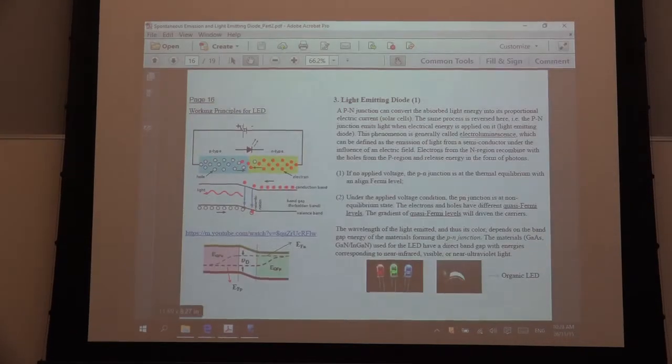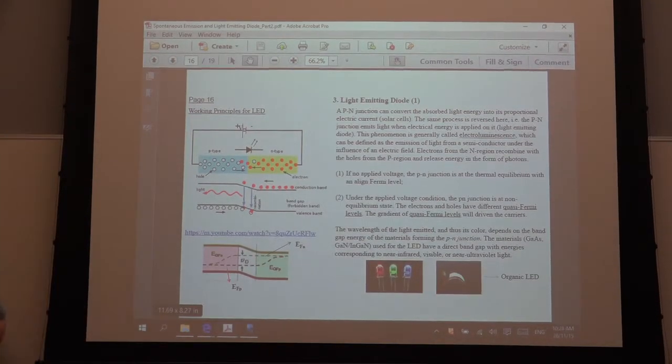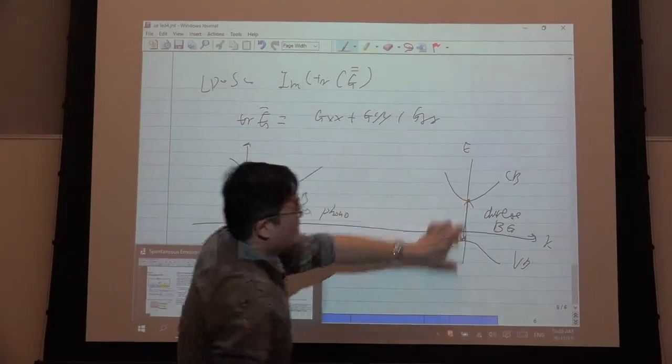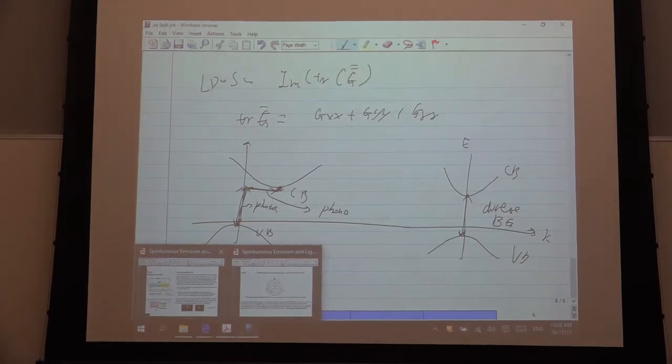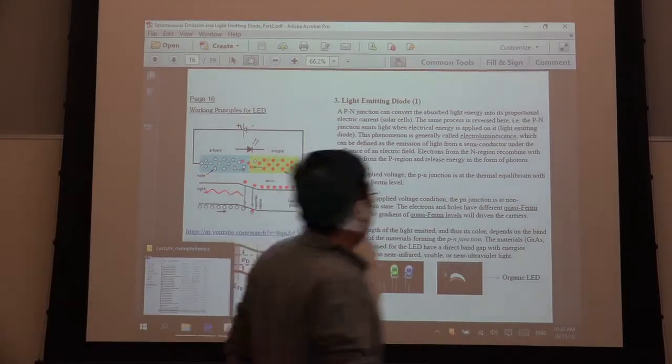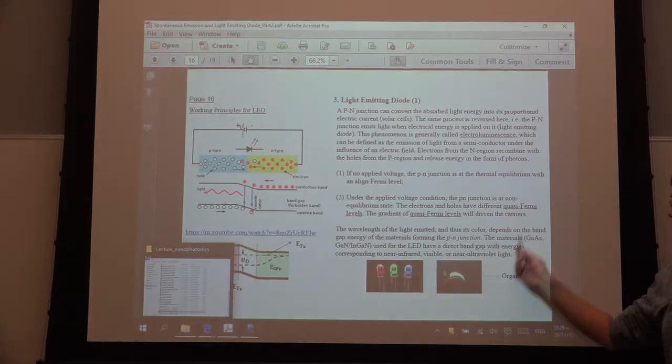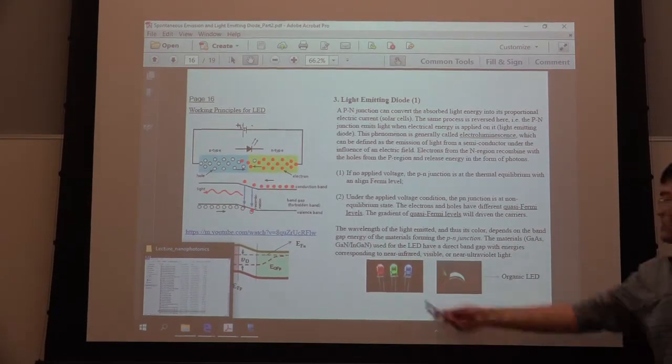So for the emission wavelength, if we see a two-level system, the emission wavelength is around the band gap. So if you look at different materials like gallium arsenide or gallium nitride, you can get different colors. This is a traditional LED.